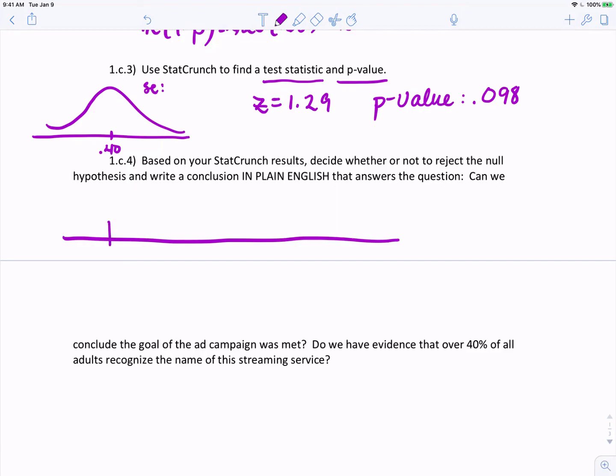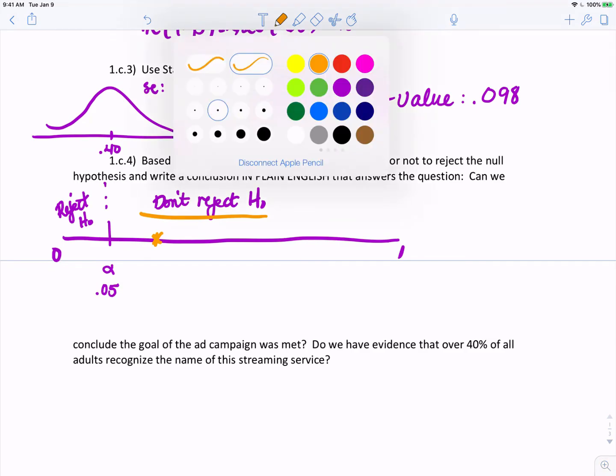I just want to remind you that you have a significance level here, which is 0.05, since we weren't told to use a different one. And in order to reject your null hypothesis, your p-value has to be in this range from 0 to 0.05. If it's not in that range, we will not reject our null hypothesis. So if you think about the number line, our p-value, 0.098, would be here, to the right of 0.05. And so we are not going to reject our null hypothesis. So let's go ahead and write our conclusion.